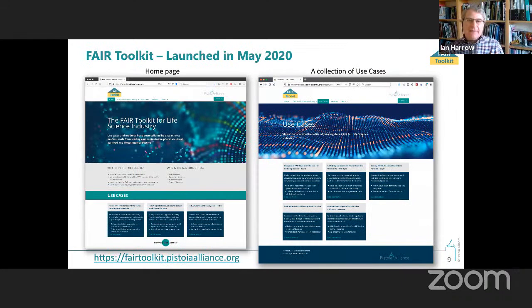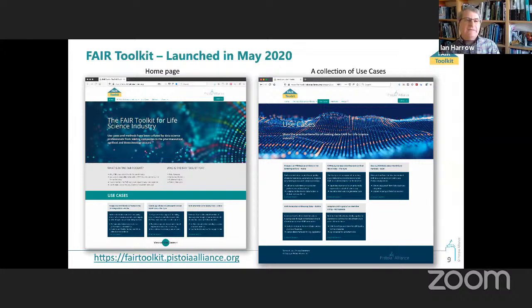So this is the landing page. We launched this toolkit in the middle of 2020 last year. It is freely accessible for anybody on the internet. I give the URL in the bottom left-hand corner here, fairly straightforward URL.